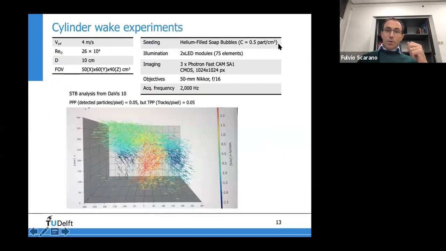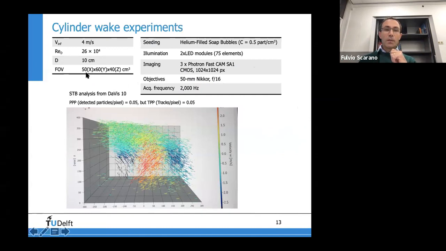I have just two slides for an example, a cylinder wake experiment. I've seen a lot of numerical data, and things go quite nicely with numerical data. In experiments, things start wrong from the beginning. The cameras or the illumination are not ideal. The imaging is not ideal. We use here helium-filled soap bubbles, so they give glare points, two points per particle. This is also problematic.